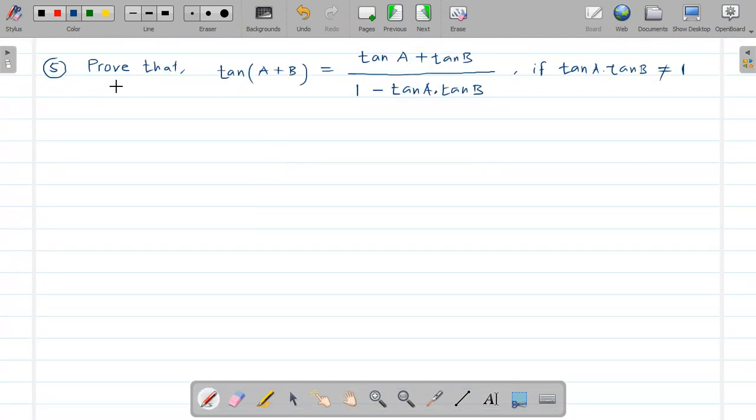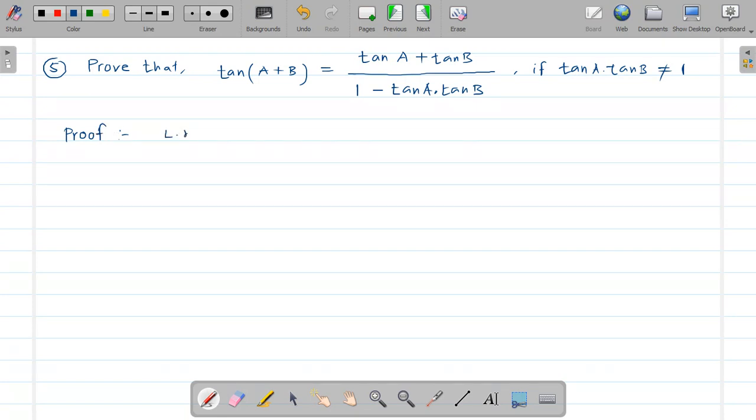Now we will discuss the compound angle formulae for the tan ratio. That is, we have to prove that tan(A + B) is equal to (tan A plus tan B) upon (1 minus tan A into tan B). So let us see the proof of this result also. Very easy. We have to use the previous formulae.